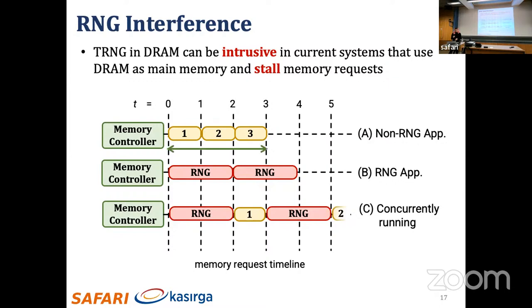So this is the execution time of the non-RNG application, and when it runs concurrently with an RNG application, you can see each memory request gets delayed and the application execution time increases. And for the RNG application, the interference increases its execution time as well, and this shows that the RNG interference incurs significant slowdowns for both types of applications.